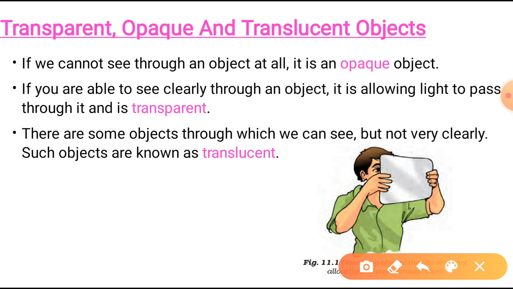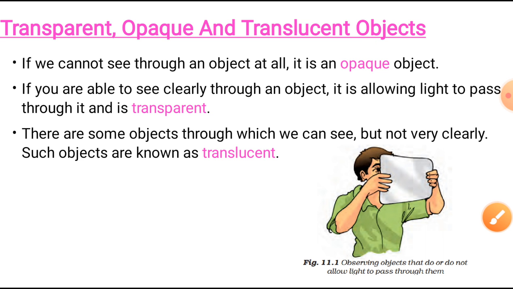If we cannot see through an object at all, such an object will be called an opaque object. For example, wall, furniture, our body. So these are some of the opaque objects. If you are able to see clearly through an object, it is allowing light to go through it. That will be a transparent object like window pane, water. There are some objects through which we can see but not so clearly. Such objects are known as translucent objects. Polythene, fog, these are some examples of translucent things around us.